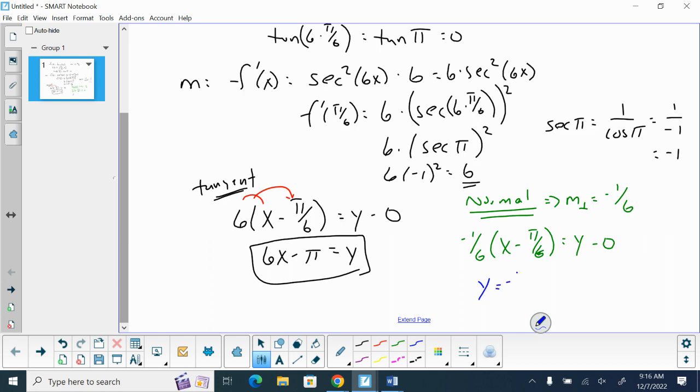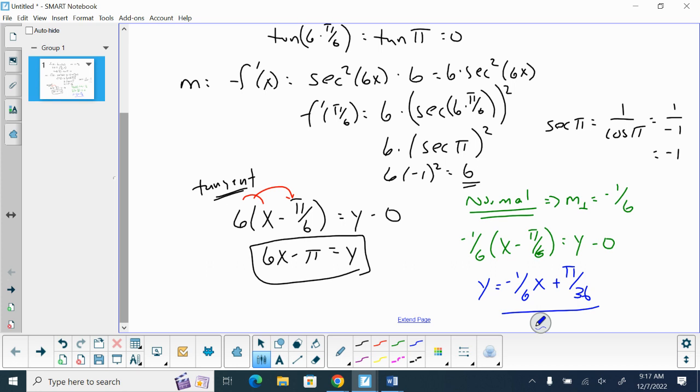So we'd have y is equal to negative 1/6 x plus pi over 36. I'm going to distribute my negative 1/6 through. Or if you put it in standard form, we would have x plus 6y is equal to negative pi over 6. Either form, once again, I'll accept either form. Other questions?